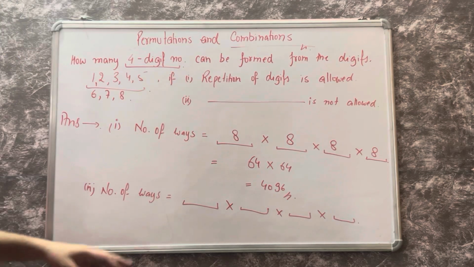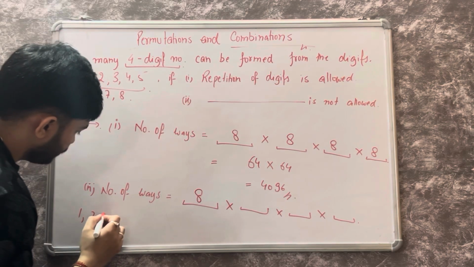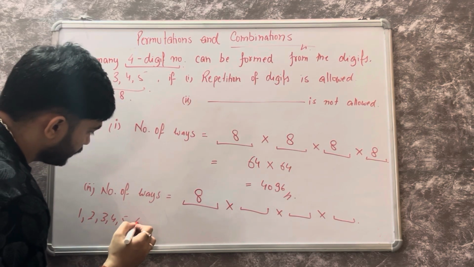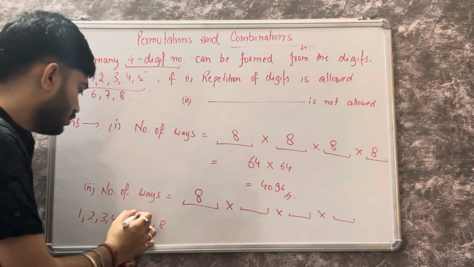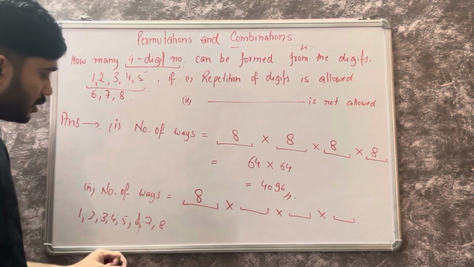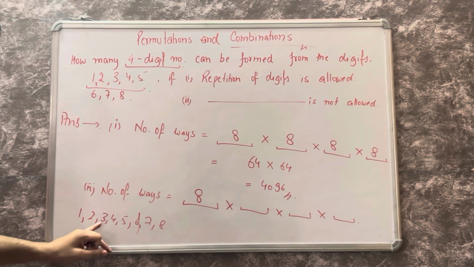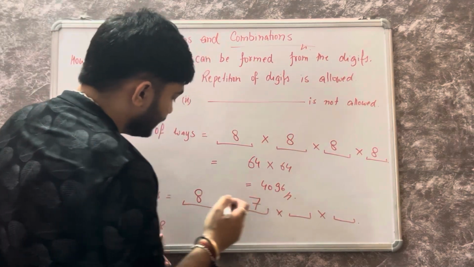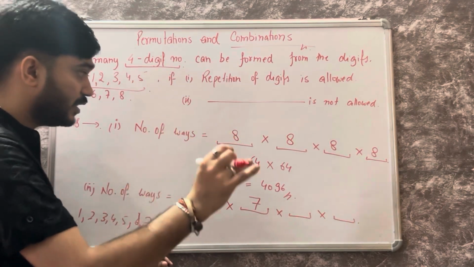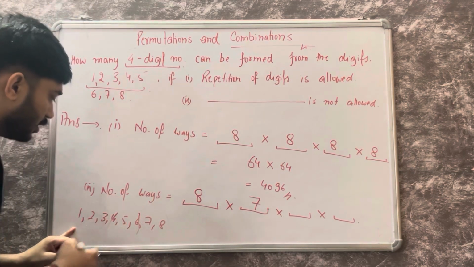How many numbers can you write at the first spot? 8 numbers. That is 1, 2, 3, 4, 5, 6, 7 and 8. Let us assume that you have taken 6 on the first spot. So how many digits are you left with? 1, 2, 3, 4, 5, 6, 7. So you are going to place any one digit from these 7 digits at this place. Let us assume that you take the number 4.